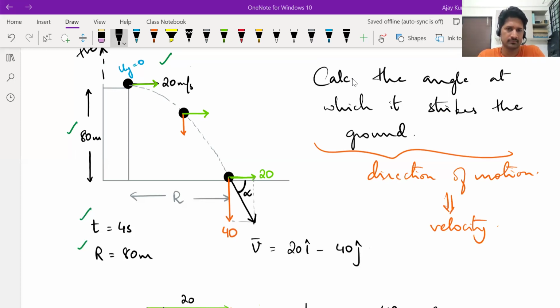Root 2000, sir. Okay, how did you calculate? The speed is the velocity's magnitude. Good. That's all. Speed is the magnitude of velocity. We know the velocity with which it hits the ground. Take its magnitude, you get the speed.